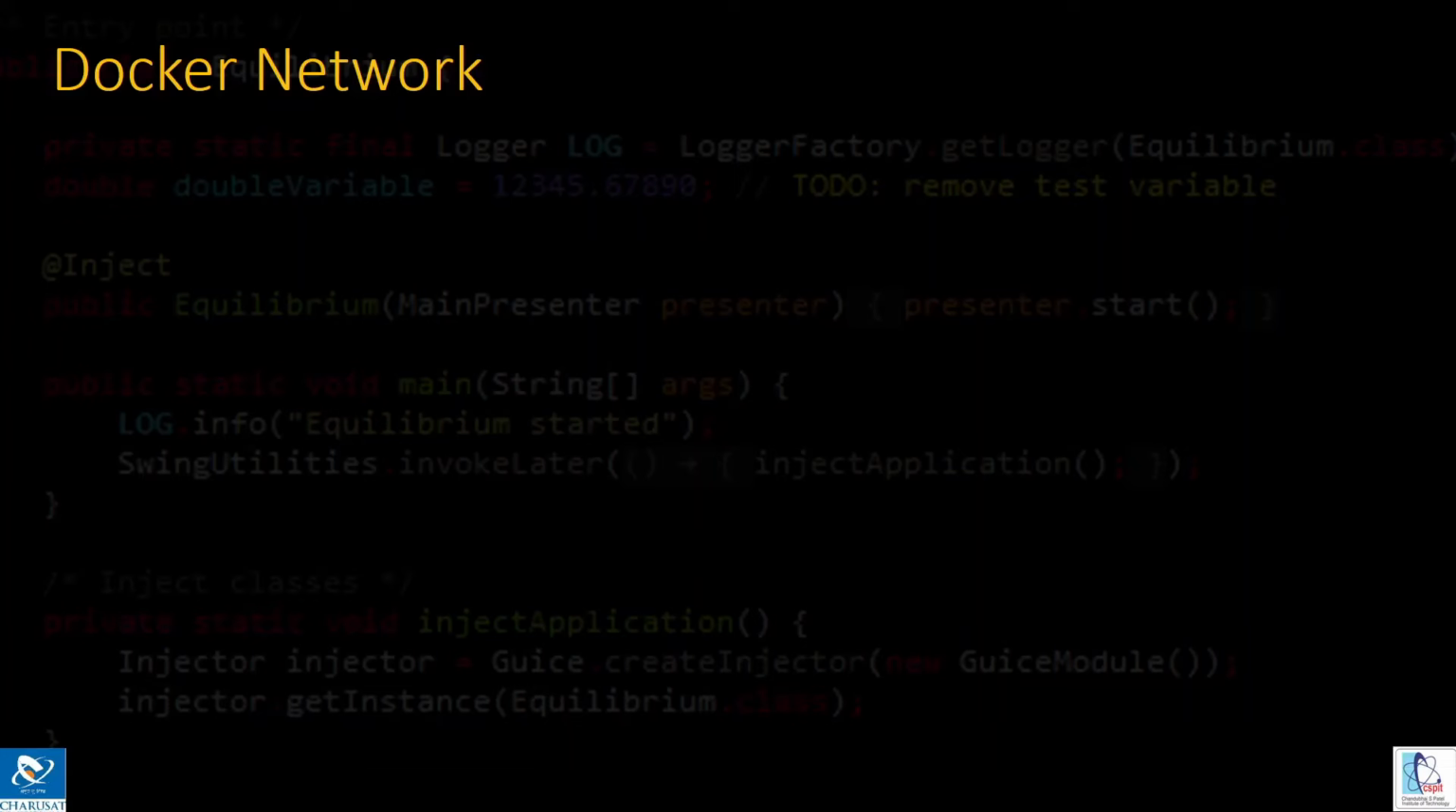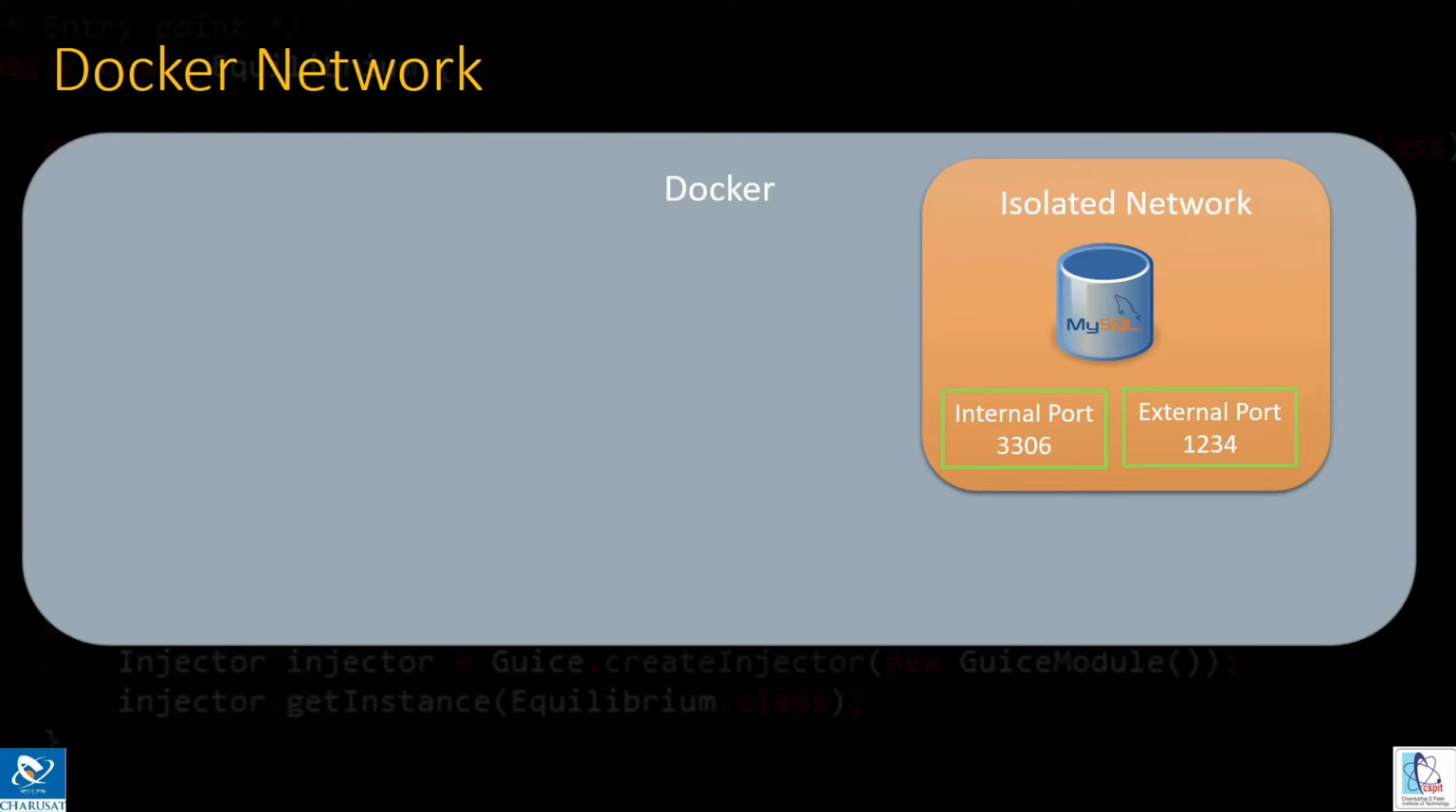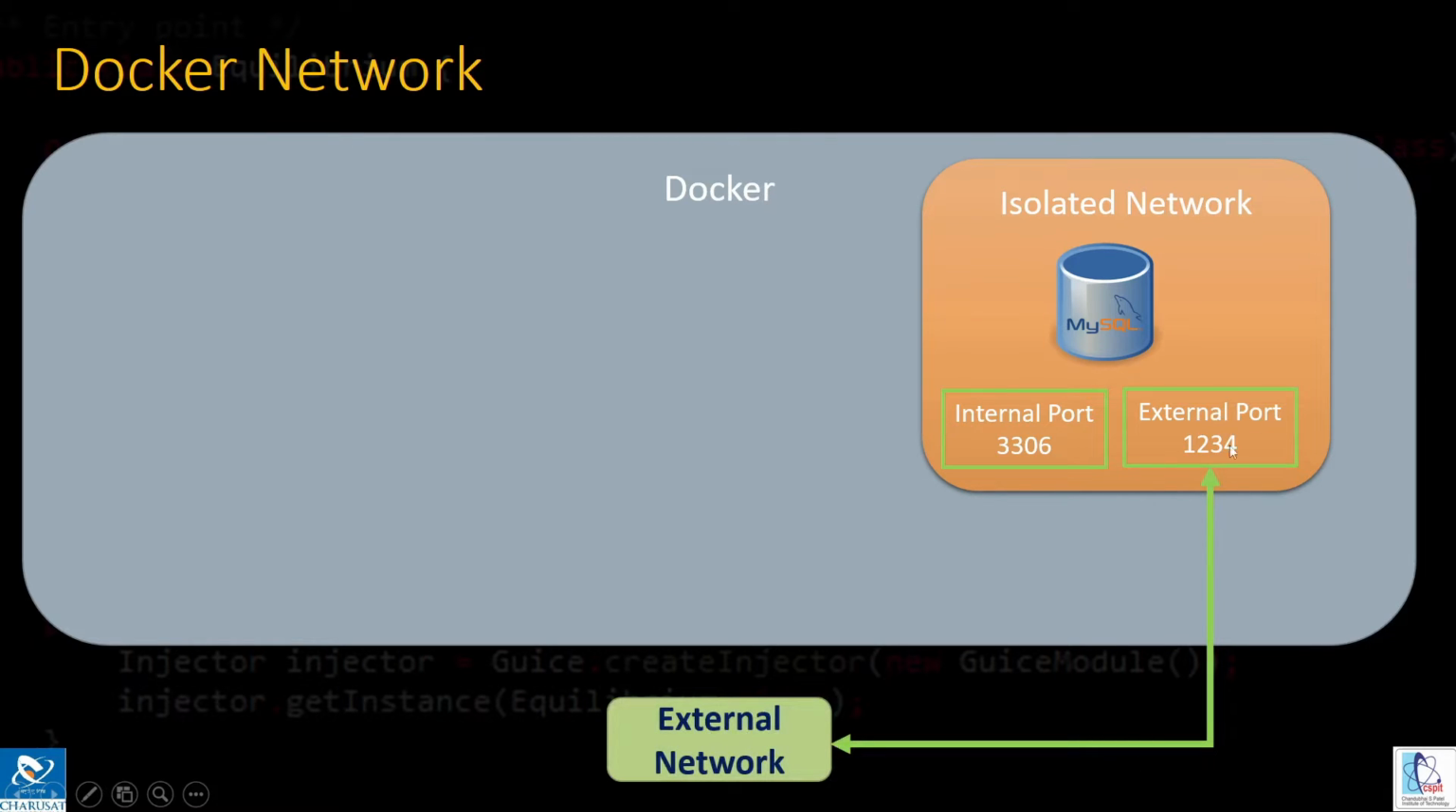Let's try to understand how Docker network works. What we have done so far is create the Docker environment on our computer, and inside that we have one MySQL container which we have created. That MySQL container has two ports, the internal port as well as the external port. The external port we have configured on port number 1234, and the internal port is 3306. Whenever a request comes from outside, that is the external network, that request goes to the external port.